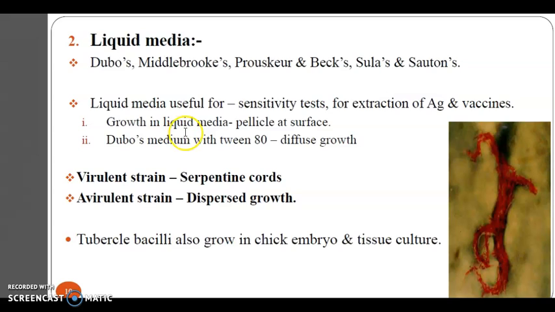The growth in liquid media appears in the form of pellicles, whereas in Dubos media, a diffused growth can be observed. Also, the avirulent strain will have a dispersed growth, whereas the virulent strain will have a serpentine cord-like appearance. Tubercle bacilli also grow in chick embryo and tissue culture.